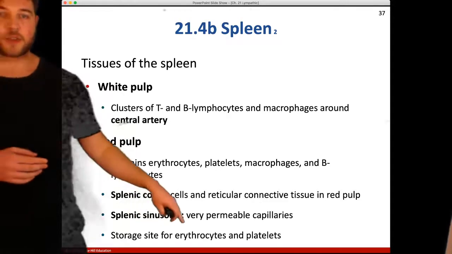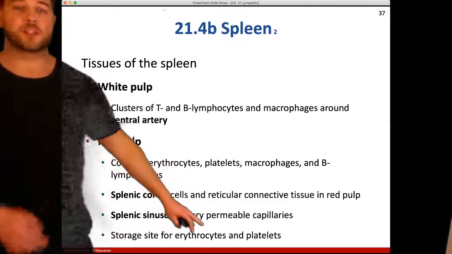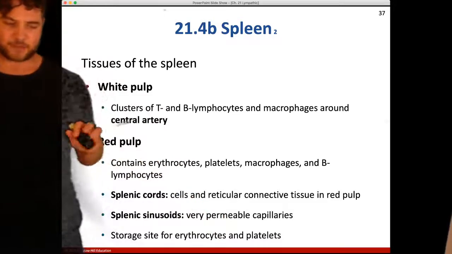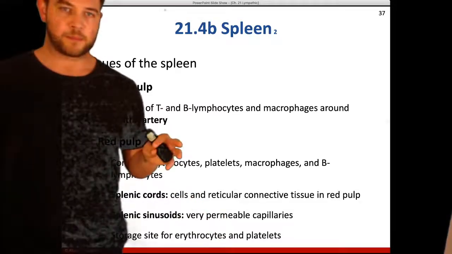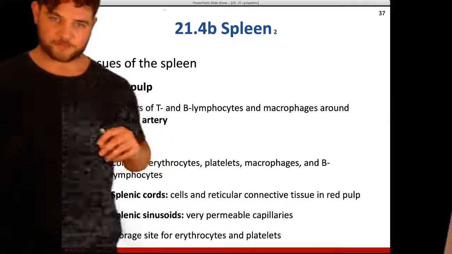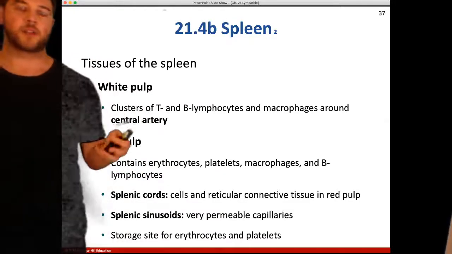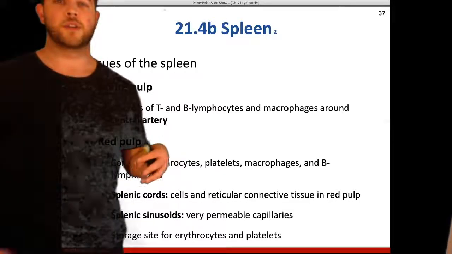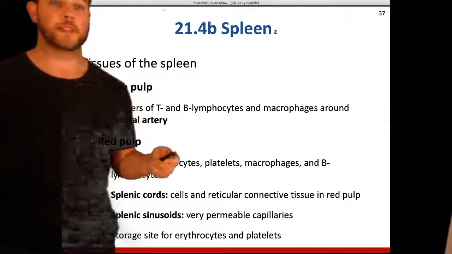The red pulp is a storage site for erythrocytes and platelets. About 30% or so of your blood and platelets are stored in your spleen. So that way when you're needed for excess circulation, if you have blood loss, then your spleen can release these stored elements.